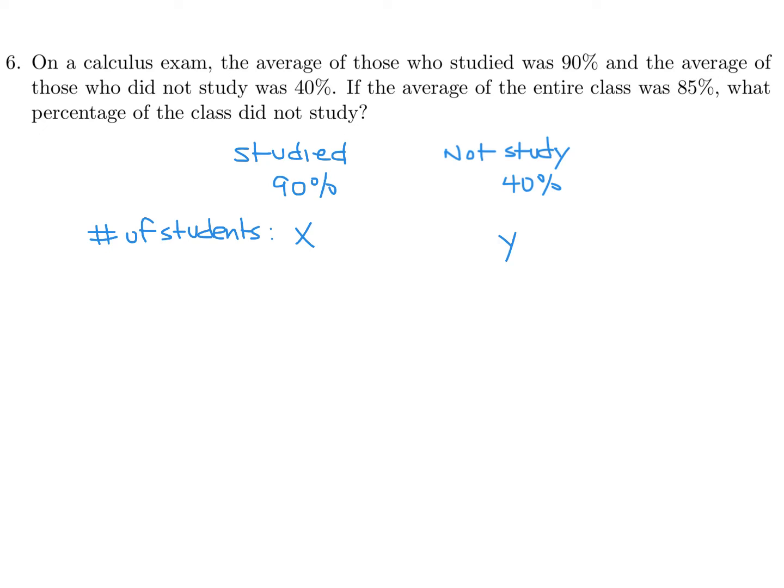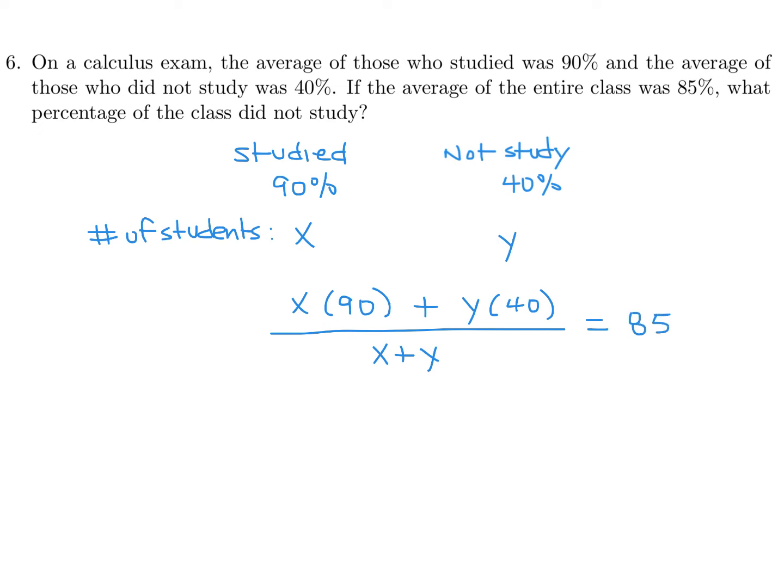All right, so this basically means that this 85 is represented as follows. You take all the students that studied, which is X, and multiply it by the 90. And then you add to that all the students that did not study, multiplied by their average, which is 40. Then you divide by the total number of students, which is X plus Y. And this is a simple average. That's how you get that 85. Basically, that's the mathematical equation you create entirely based on the information given in the question stem.